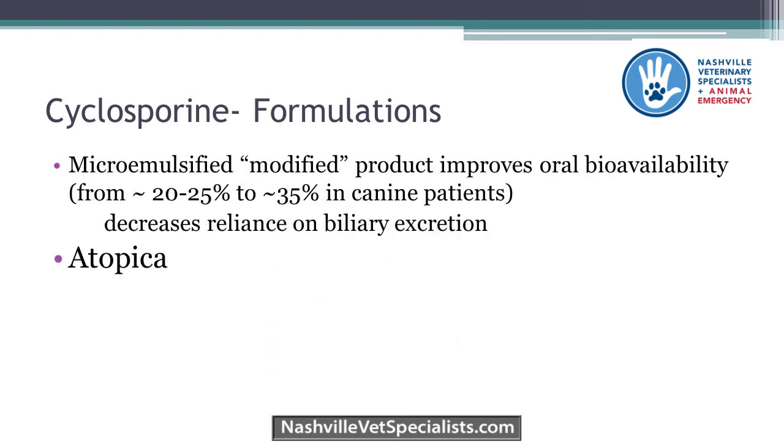Now we have our modified cyclosporine, which is the microemulsified formulation. So this is the type that Atopica is. It's the modified cyclosporine, and it improves the oral bioavailability 10 to 15%, which is pretty good. We don't rely on biliary excretion anymore. Like I said, this is what Atopica is.